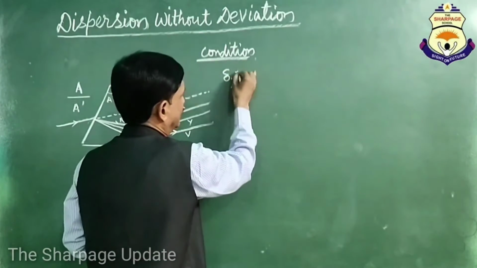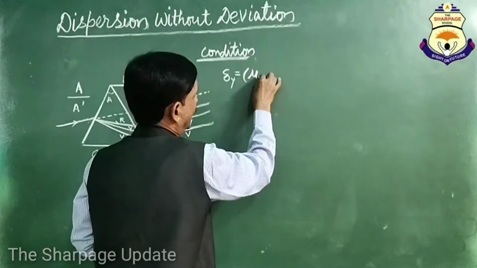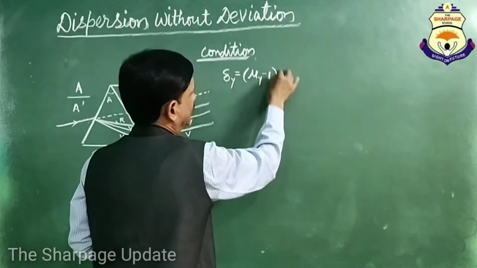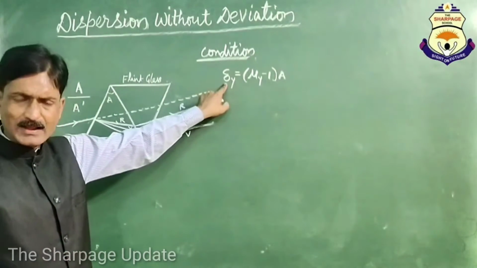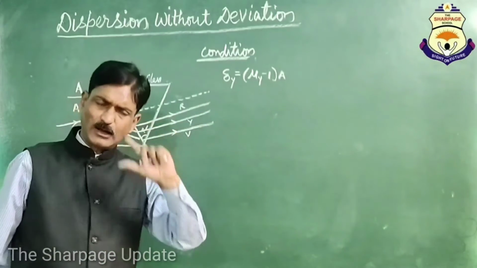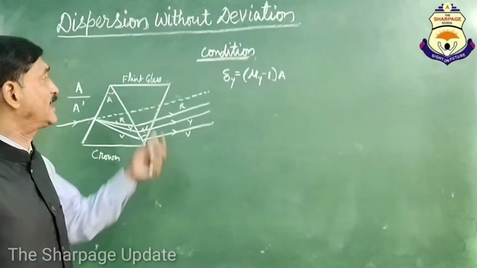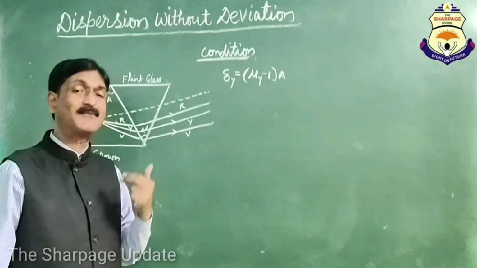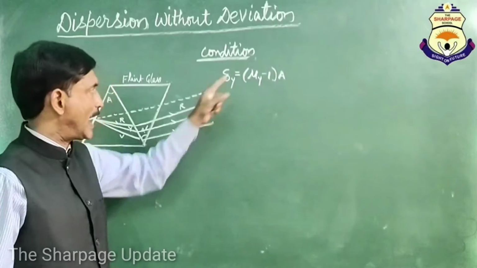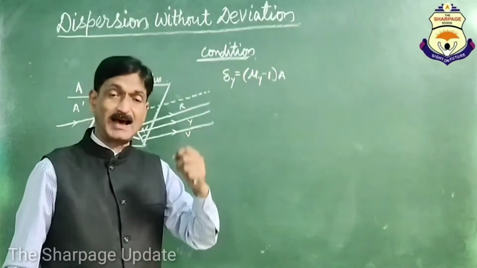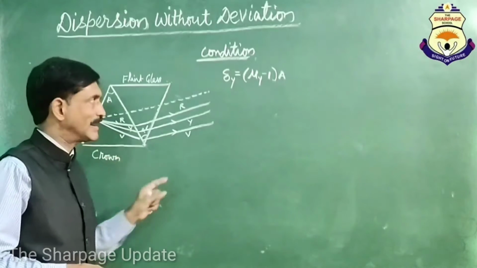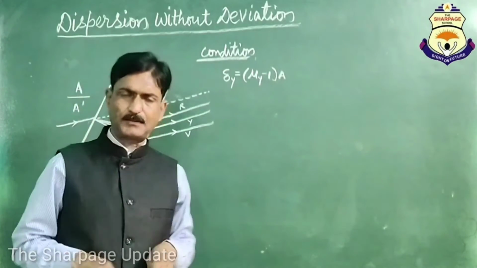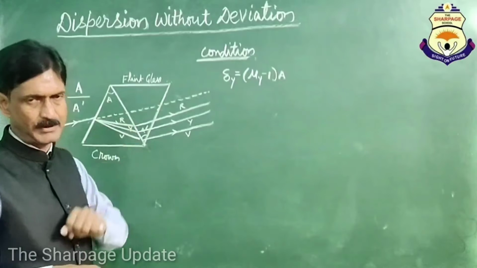delta y equal to mu y minus 1 into A. Here, delta y is the deviation of yellow color, or you can say the deviation of the mean color of the spectrum of light, and mu y represents the refractive index of the crown glass prism, and A is the angle of prism of the crown glass prism.